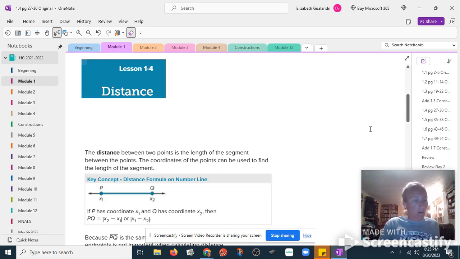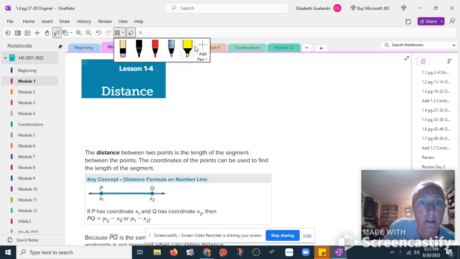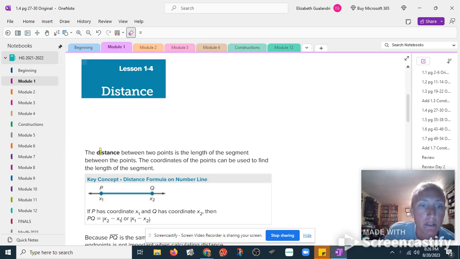Okay, students, we are going to do lesson 1.4 on the distance formula. So the distance between 2 points is the length of the segment between the points. So distance here, we've got one of our vocab words there if we want to highlight that. The coordinates of the points can be used to find the length of the segment. So we're going to talk about those different things.